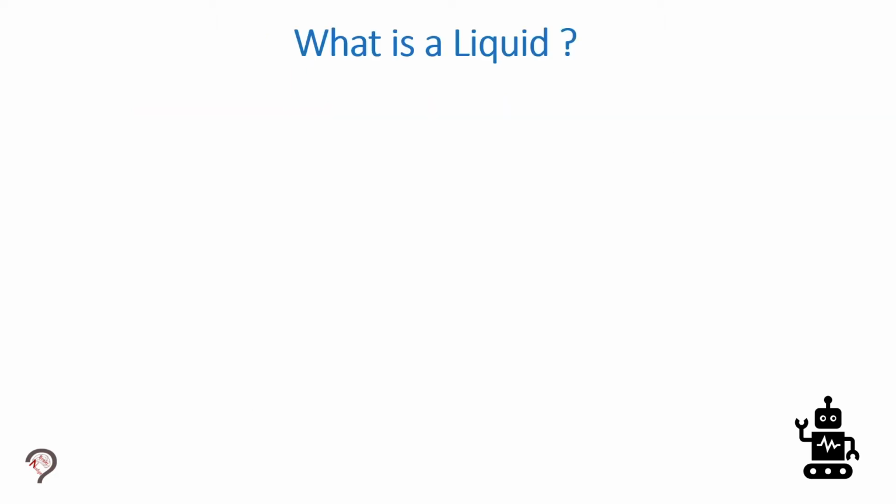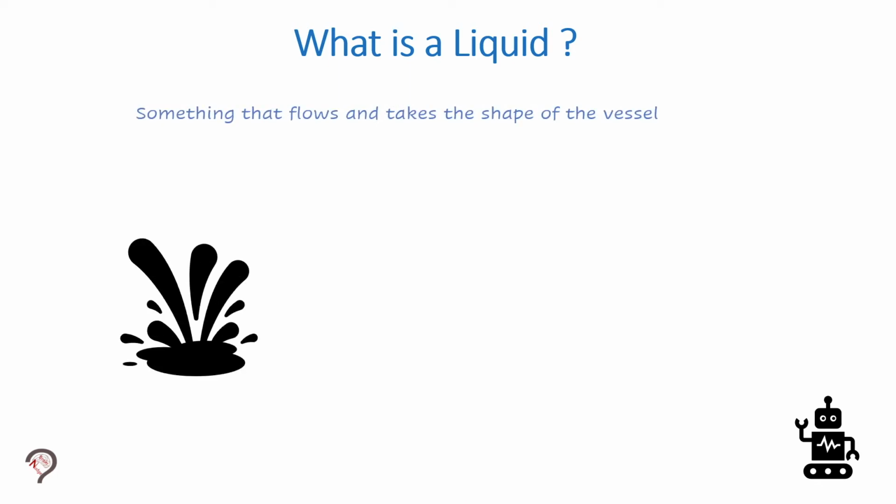Next, what is a liquid? A liquid is something that flows and takes the shape of the vessel. Water, oil, petrol are all forms of liquid. Can you think of any more liquids?